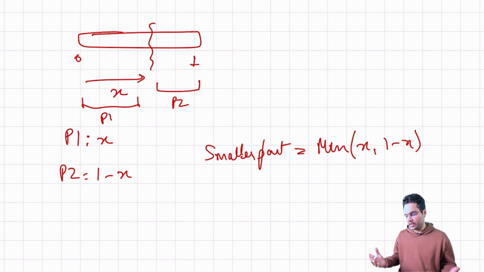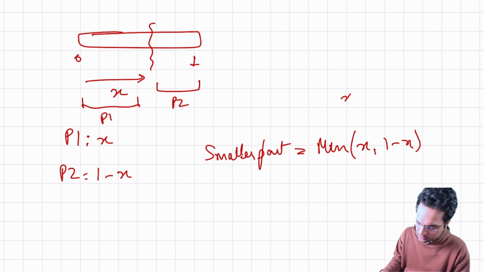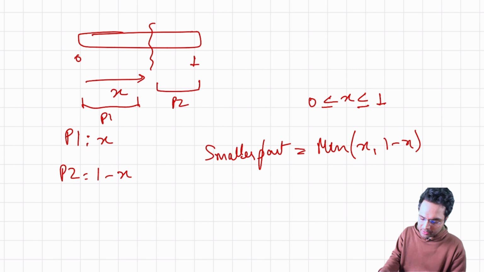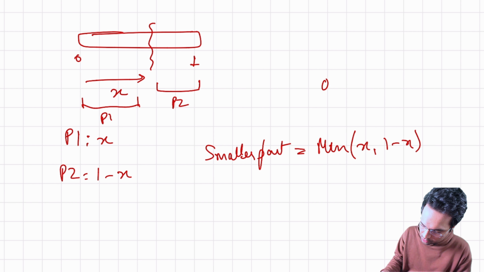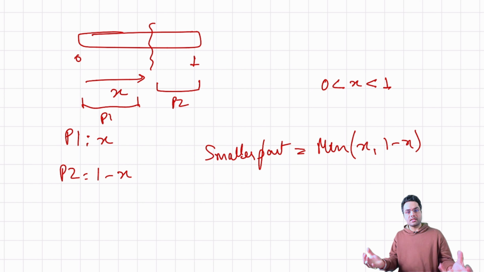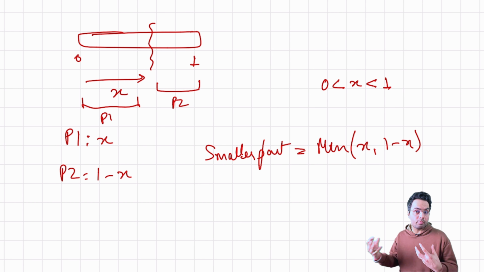So that's fairly standard. Whatever x is, an important thing is where does x go from? So x can basically go anywhere from 0 all the way to 1. At the extreme ends, I would avoid saying equality because it's a stick and it's practically impossible to split at the extreme ends. So I would say x lies between 0 and 1, right? Okay, so now we want to figure out what the smaller part is. And we've already seen that the smaller part is defined as the minimum of both these parts.